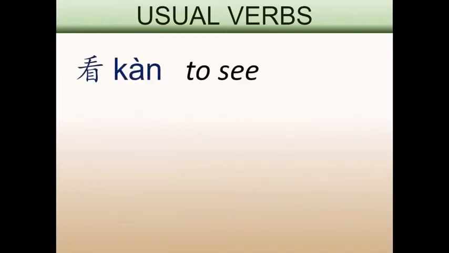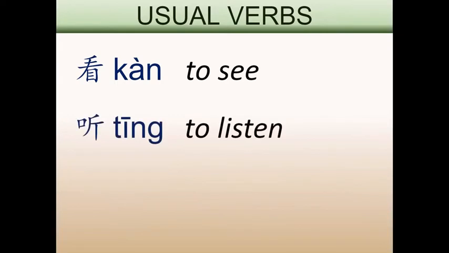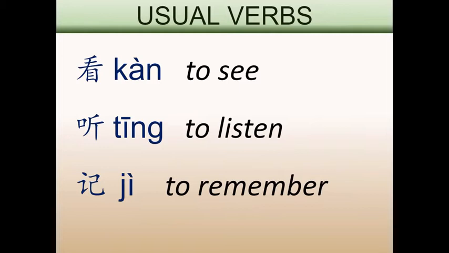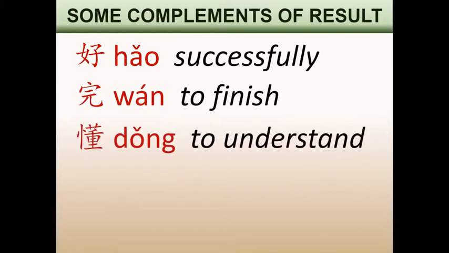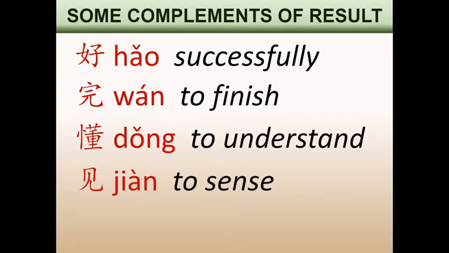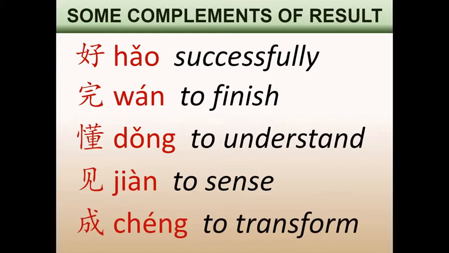Okay, let's see some usual verbs that go with complement of result. For example, 看, the verb to see, 听, to listen, 记, to remember. In this level, HSK 2, more or less, we know these verbs. Maybe 记 is the most difficult one, but 看, 听, we've been working with these verbs. So they usually go with complements of result. Some complements of result, for example, 好, we've seen this in the first example, 做好饭, to cook successfully. We have finished the action and also satisfactorily. 完, to finish, 懂, to understand, 见, to sense, and 成, to transform. Okay? These are some usual complements of result.